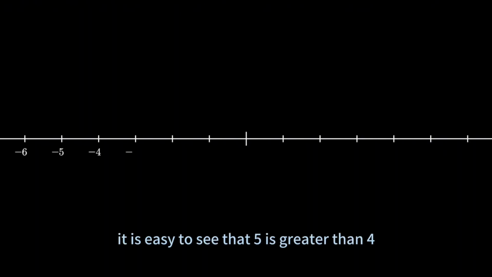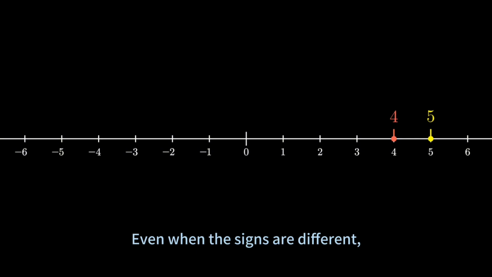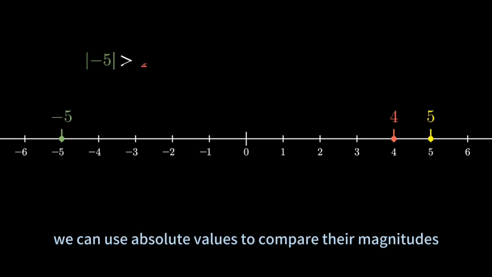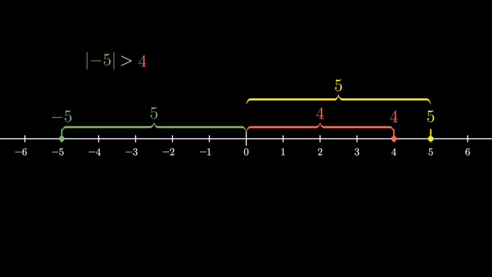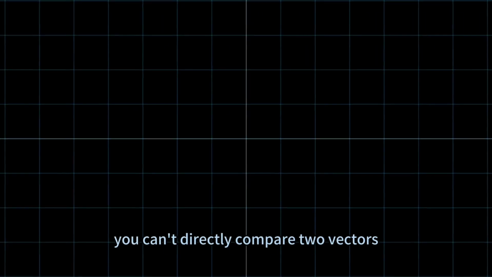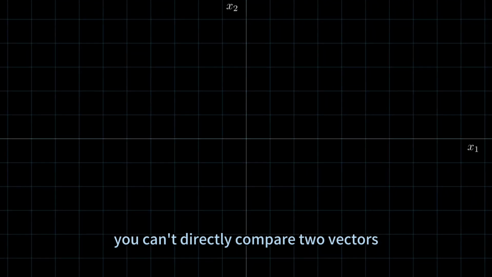On the number line, it is very easy to see 5 is greater than 4. Even when the signs are different, like comparing -5 and 4, we can use absolute values to compare their magnitudes. The absolute value is just the distance between any number and the origin. But in 2 or higher dimensions, you cannot directly compare two vectors.